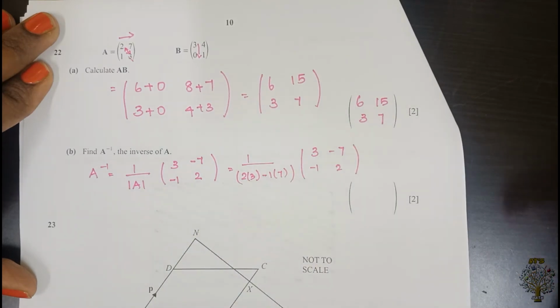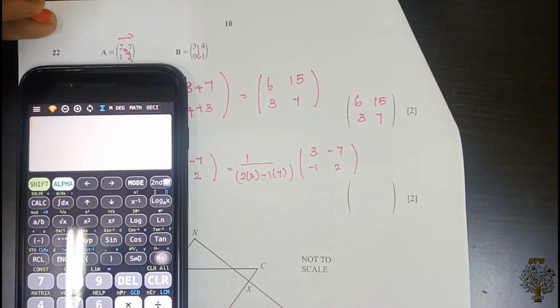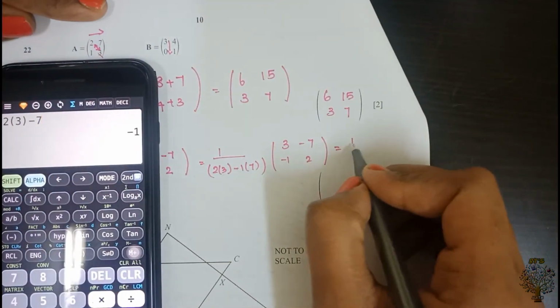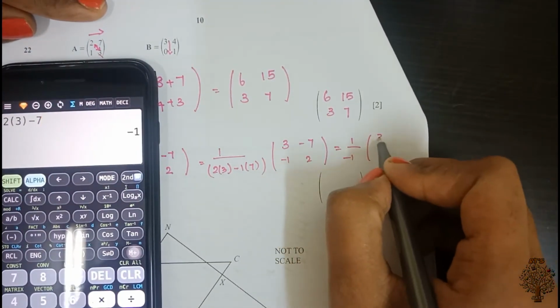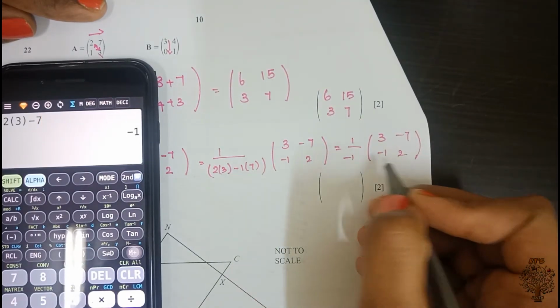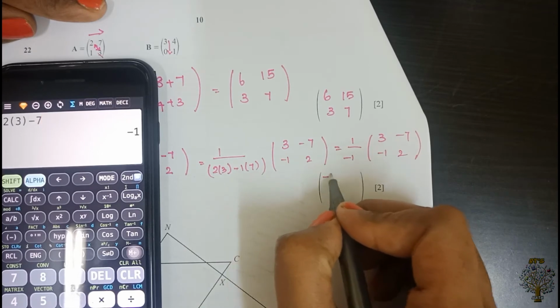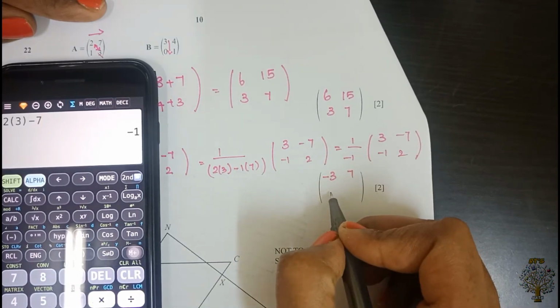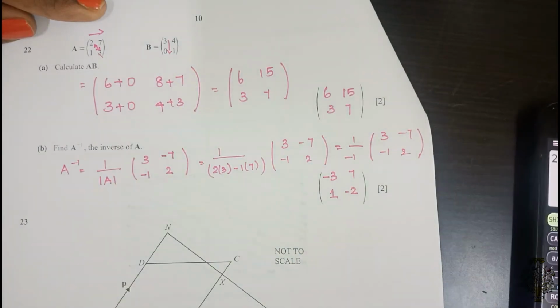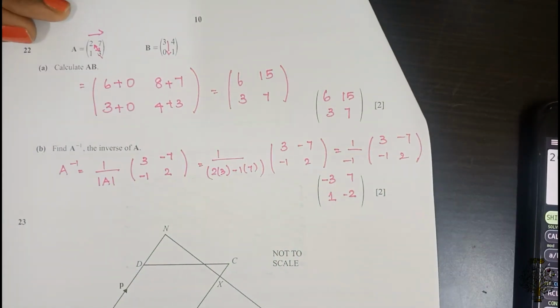You have to find what is the determinant value. It is 2 multiplied with 3 minus 7. I can write directly 7. So we have negative 1. We are writing here 1 divided by negative 1, 3, negative 7, negative 1 and 2. Take this inside, that will change the sign of the elements, just the signs, because we have 1. This is your answer for A inverse.